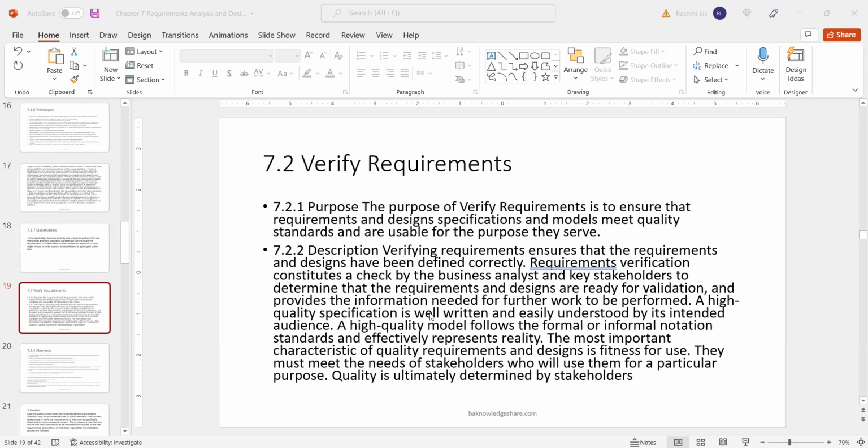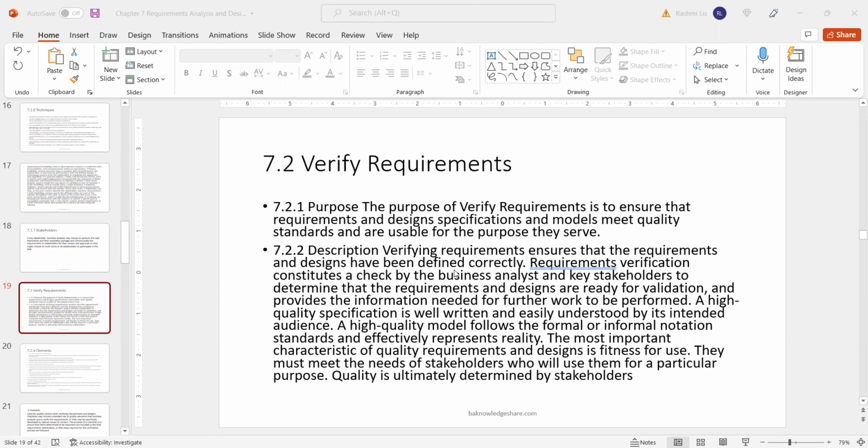Now, verifying requirements ensures that the requirements and designs have been defined correctly. Requirements verification constitutes a check by the business analyst and key stakeholders to determine that the requirements and designs are ready for validation and provides the information needed for further work to be performed. A high quality spec is well written and easily understood by its intended audience. A high quality model follows the formal or informal notation standards and effectively represents reality.